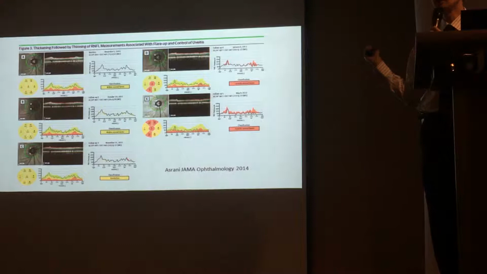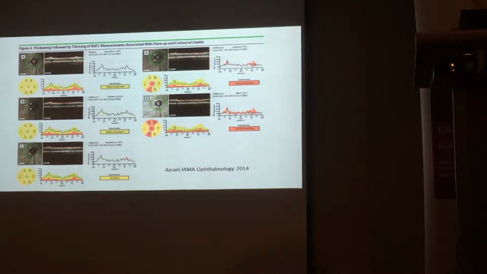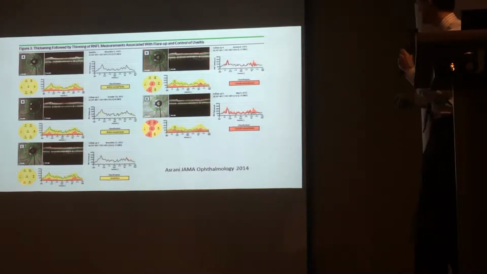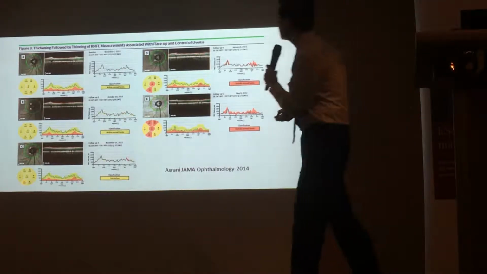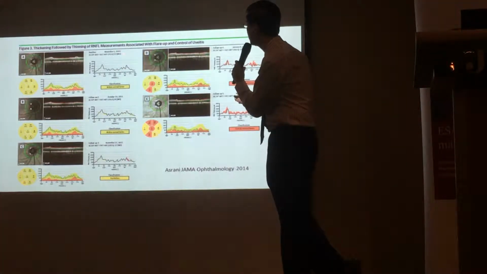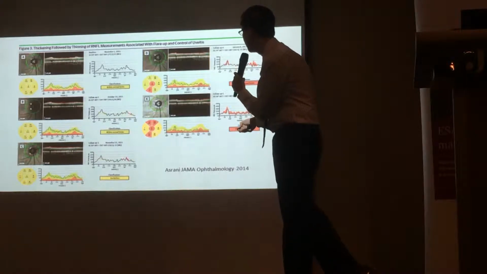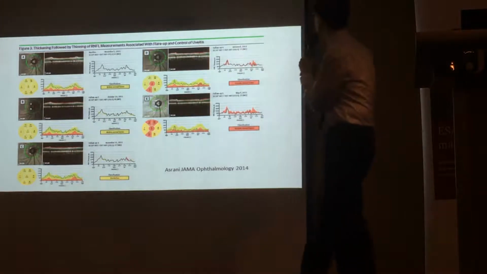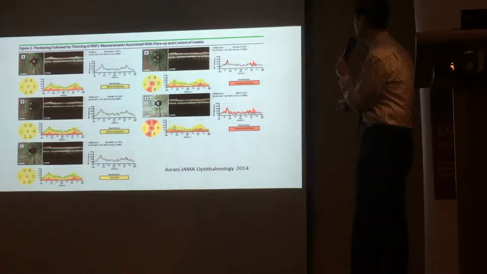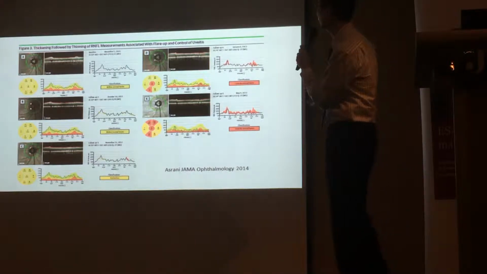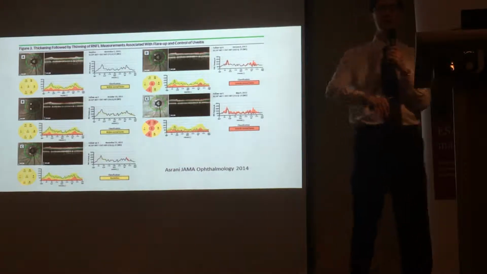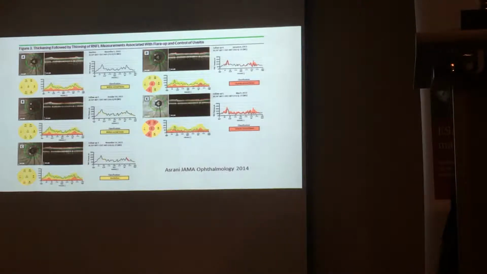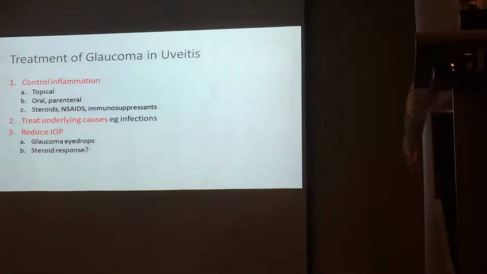This is how much the RNFL can change within a period of time. All right, and the dates given down here are November 2010, October 2011, November 2011, January 2012, May 2012. So this is only about a 1.5 year span, and you could see that fluctuation going from normal to thick to less thick. So just be careful of that.